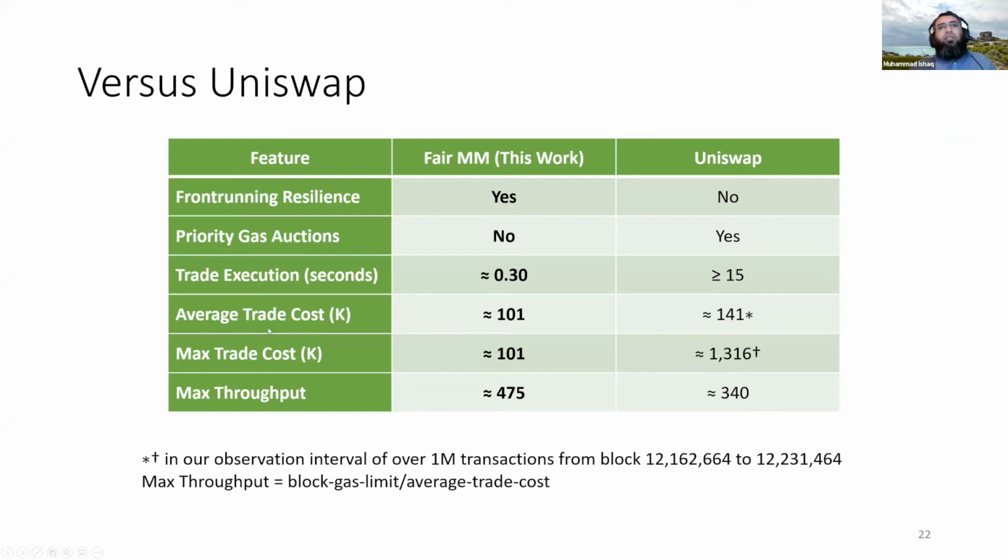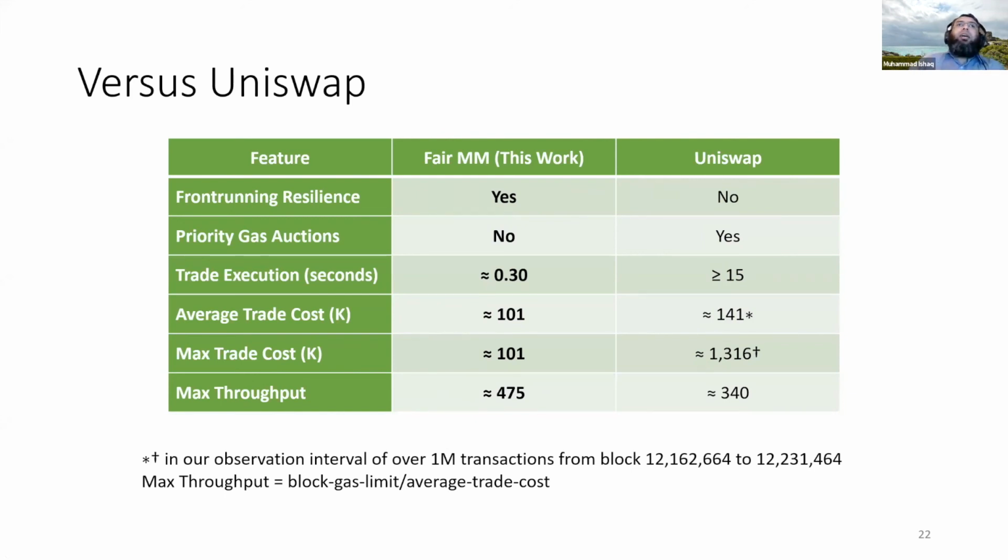Our trade cost is constant. We cost 101K gas. On Uniswap, we observed over 1 million transactions and averaged them. The average was 141K. The maximum was about 1300K. And max throughput based on average trade cost is, of course, higher in our setting because we cost less. Right. So that's the comparison with Uniswap.